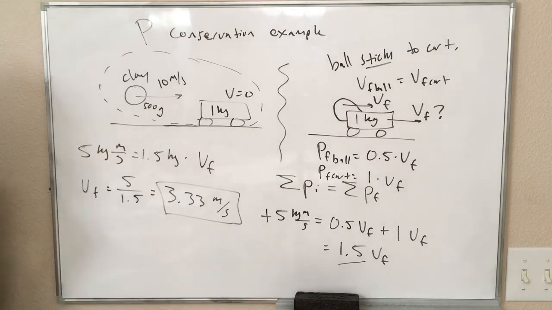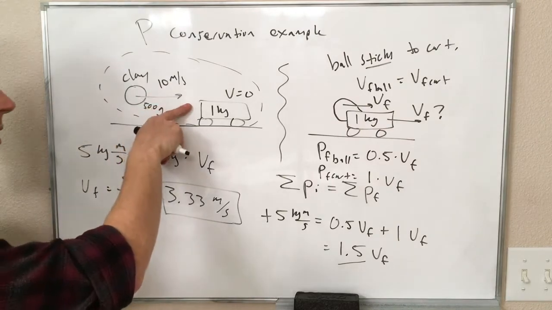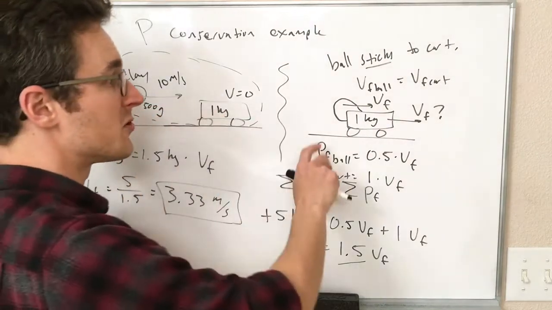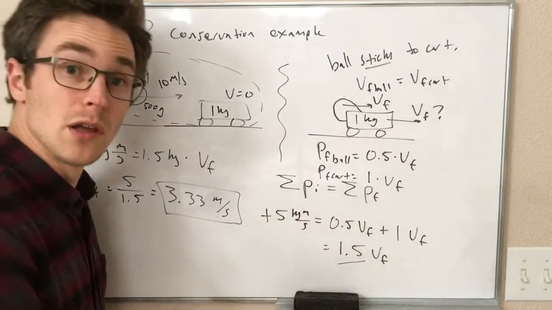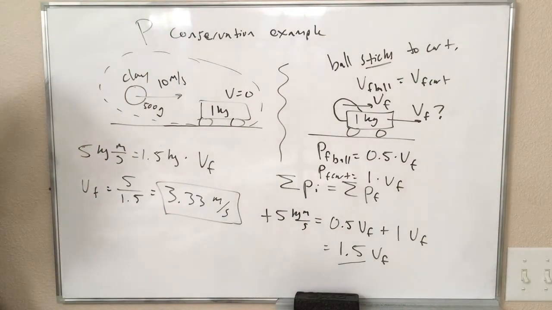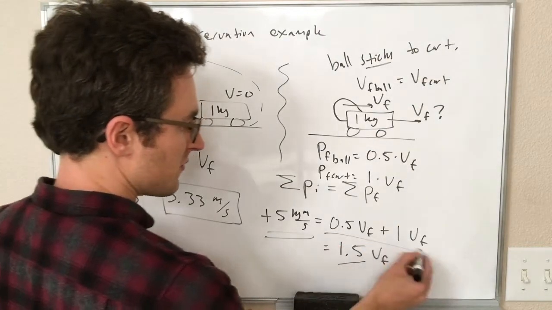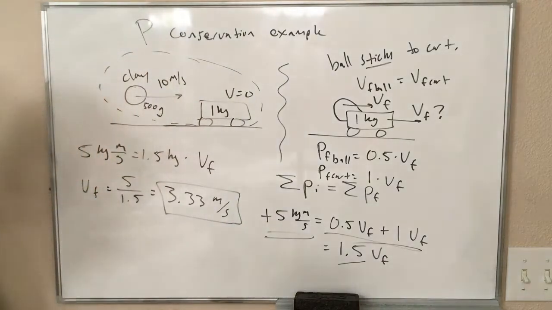And there we have it. That is our final answer. The ball thrown at 10 meters per second hits the cart, sticks to it, and they both move to the right at a lower velocity, 3.33 meters per second to the right. All right, so that's what this looks like. Initial momentum equals final momentum. We solve for the part that we don't know.